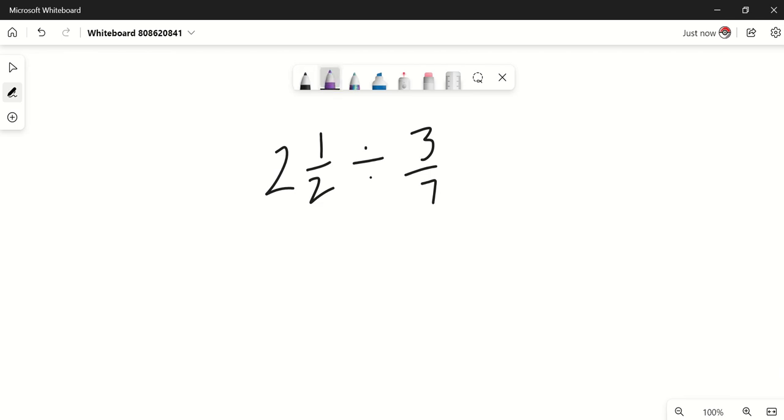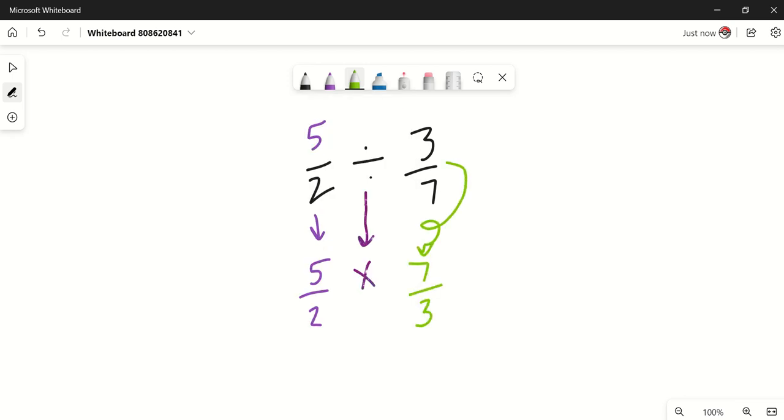Now we're going to need to convert our whole number. 2 times 2 will be 4, plus the 1 will be 5. This will become 5 over 2. Bring this number straight down. Change division to multiplication. Flip the second number.